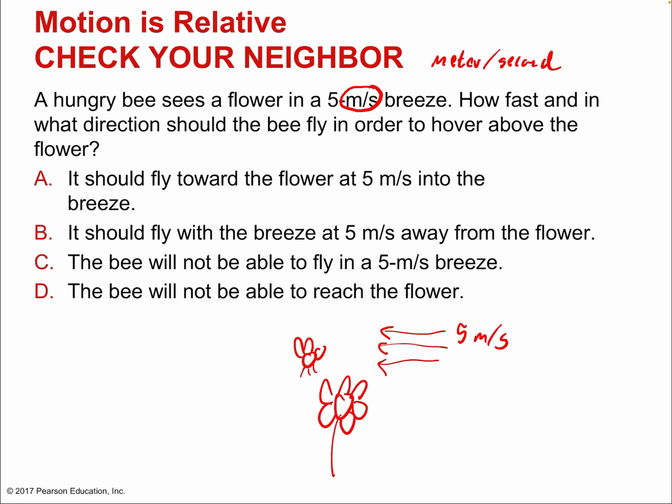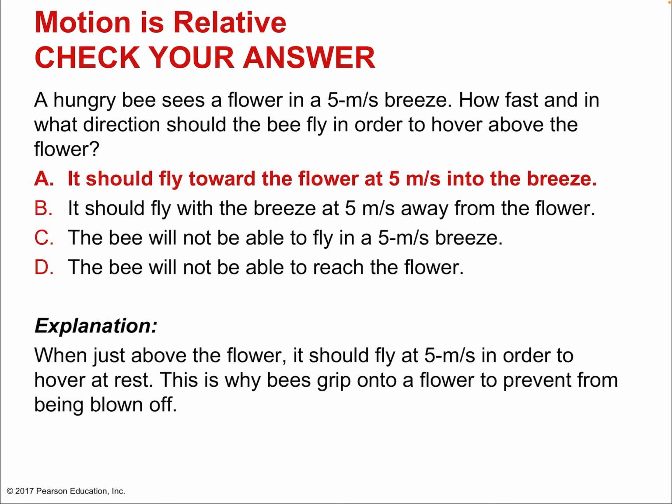Well, relative to the breeze, really. Relative to the breeze in order to stay fixed relative to the ground, right? Because the bee doesn't get to choose to fly relative to the ground. It's in the air, moving through the air. It has to move relative to its surroundings. It has to push off the air molecules. So it's moving 5 meters per second relative to the breeze, which allows it to remain at rest relative to the ground. And I kind of answered that one for you.